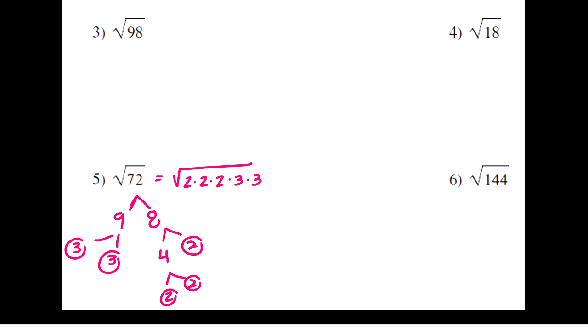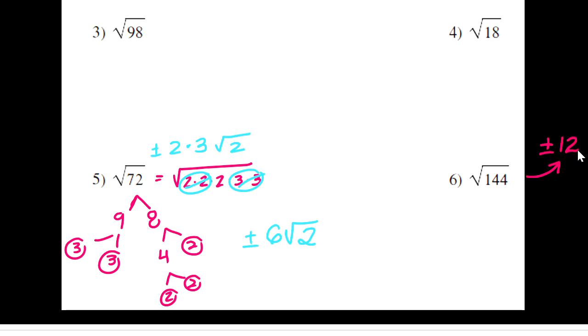We've got a pair of 2's and a pair of 3's that both get to get out. They're both escaping the square root jail. And left on the inside is that last 2. We can rewrite this answer as plus or minus 6 square root of 2. And finally on number 6, the square root of 144, well, side note here, that's a perfect root. We know the square root of 144 is plus or minus 12.